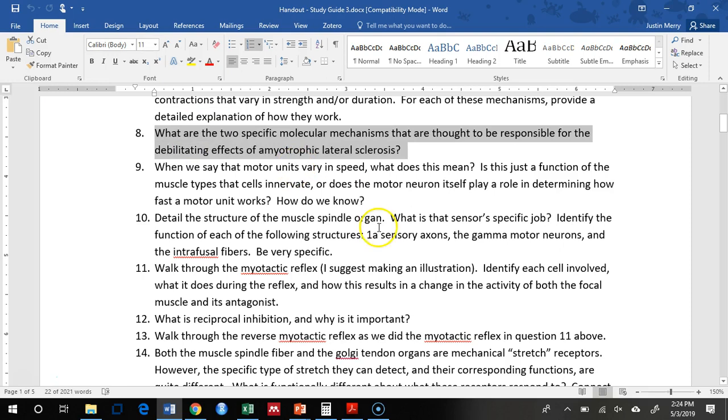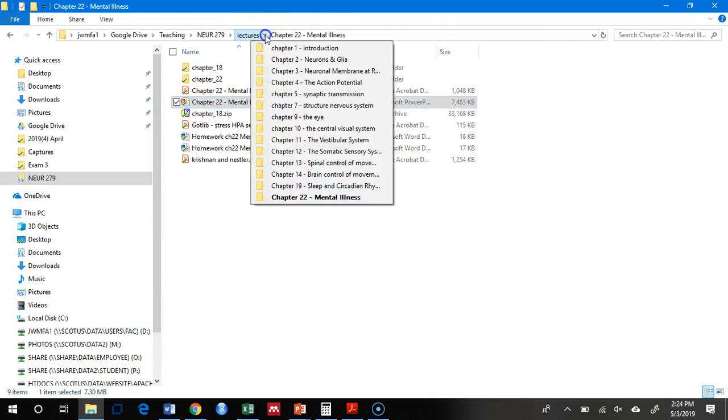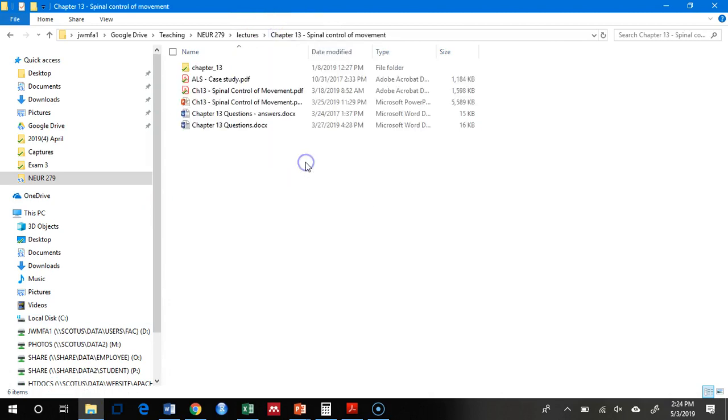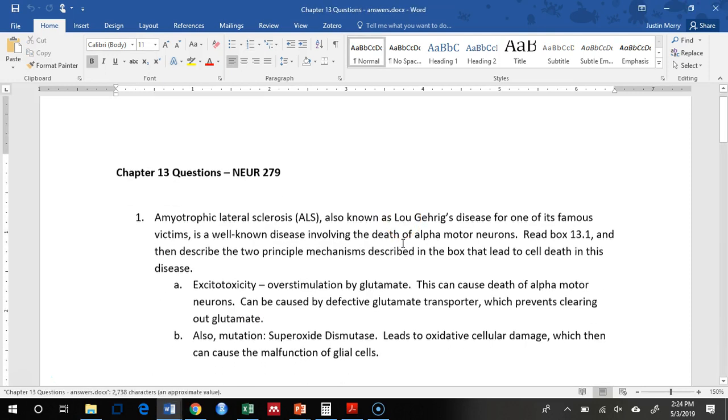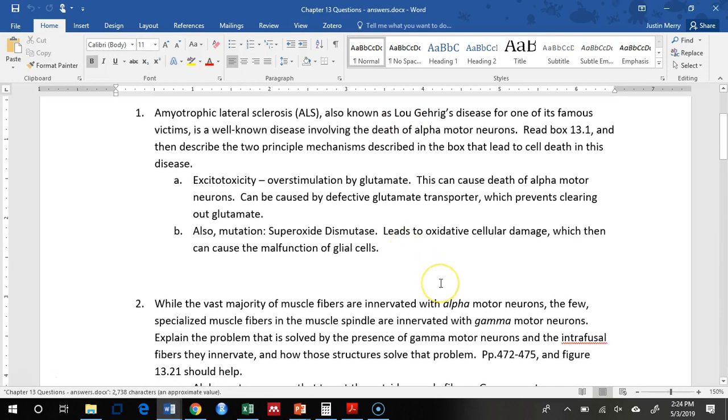So this one: what are two specific molecular mechanisms that are thought to be responsible for the debilitating effects of amyotrophic lateral sclerosis? Yeah, so this came up on a homework. I'm going to pull that up just so we have something to point at. In fact, I've got my answers written here. So there's ALS.